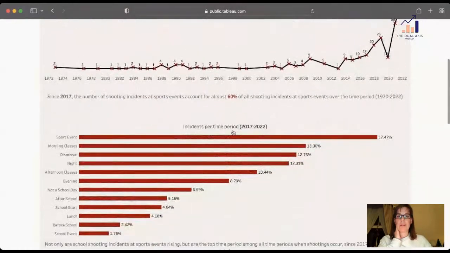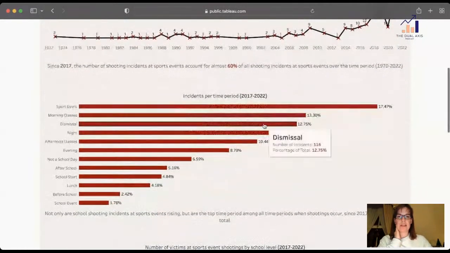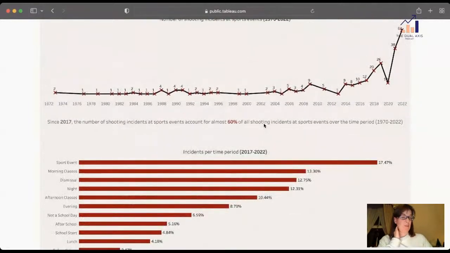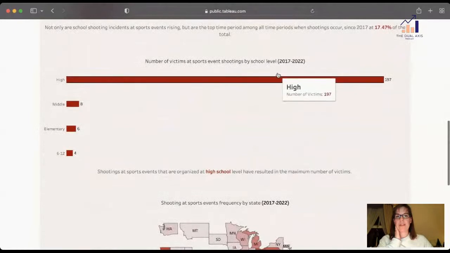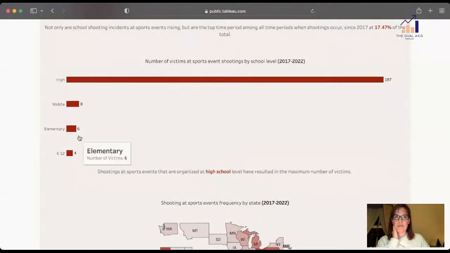So maybe call that out as well in the middle, that you're just looking at 2017 to 2022 and why. And then in there say, in those last 6 years, however many. So we've got 215 victims. Sorry, in the last 6 years, there were 215 victims at school sports events shootings.